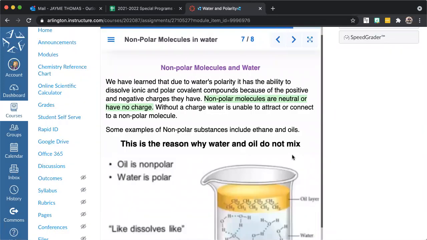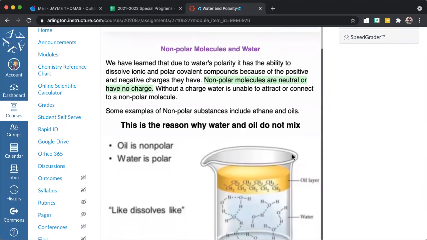Now, the last thing is nonpolar covalent. Nonpolar covalent compounds will not mix or dissolve in water. The reason is because there's no partial negative or positive charge for the water molecule to surround and be attracted to. Okay.